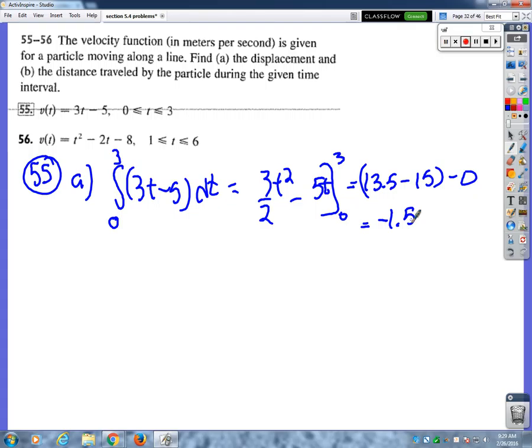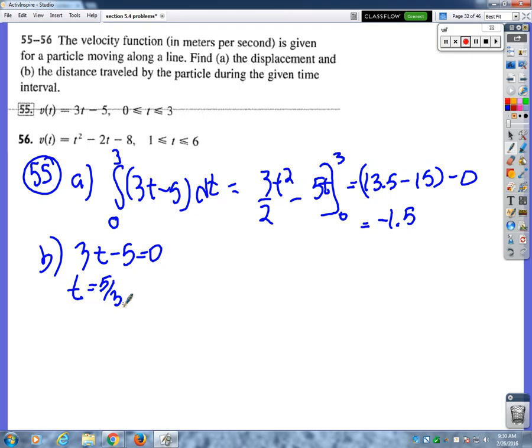All right. Then I said, okay, that's the displacement, but to figure out the distance, you have to break it up into 2 pieces, one when it's moving to the left and one when it's moving to the right. And in order to do that, you have to take the velocity equation and set it equal to 0. And that's all still true. So if I take 3t minus 5 and set it equal to 0, what do I get? 5/3. Okay, so it changes direction at 5/3.